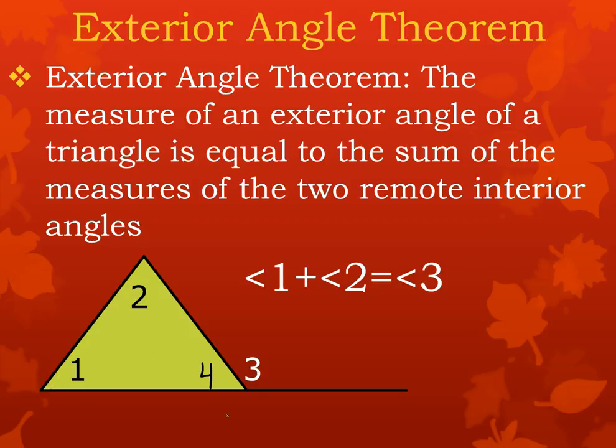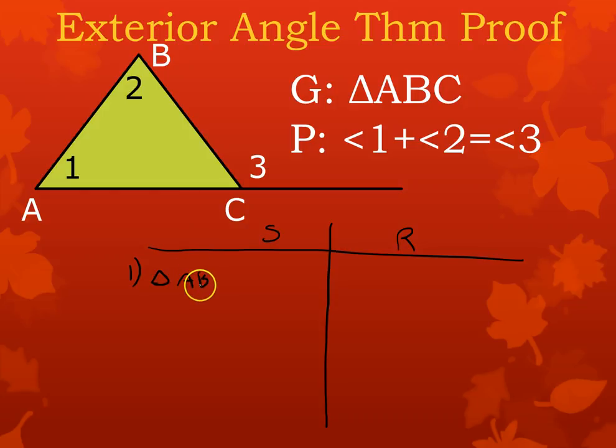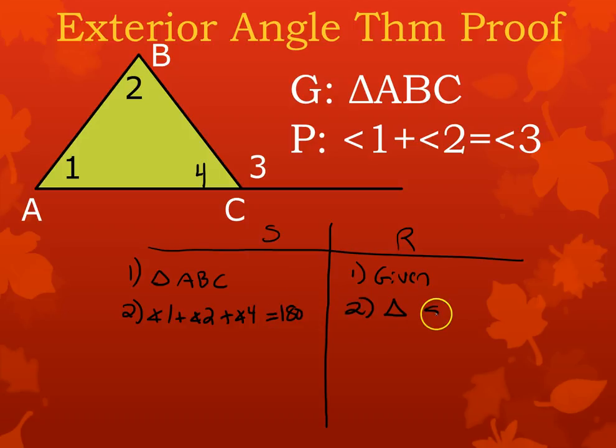We're going to write the full proof for that as well. So we want to prove that angles 1 and 2 add to be angle 3. Given triangle ABC. So that's our given statement. Now let's add an angle 4 right here into the diagram. We can always label into the diagram wherever we want. Well, 1, 2, and 4 are all angles of a triangle. Therefore, they all have to add to 180. That was our triangle sum.